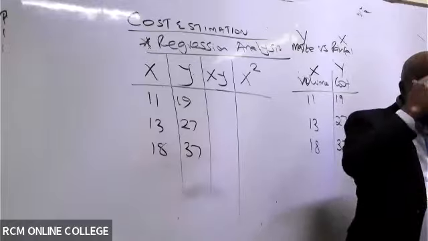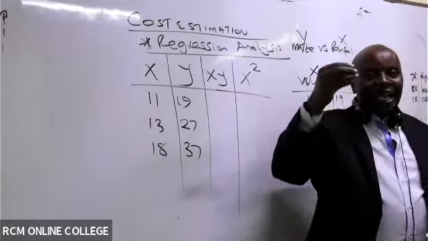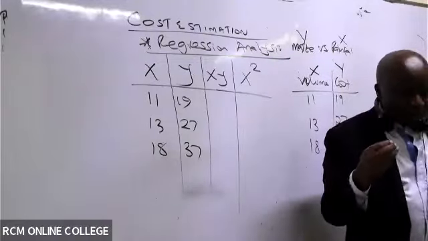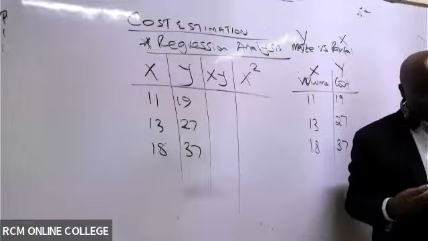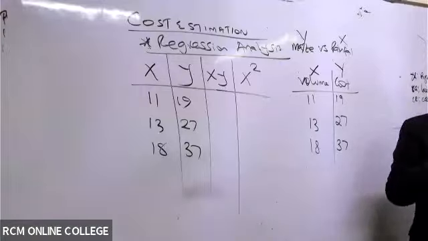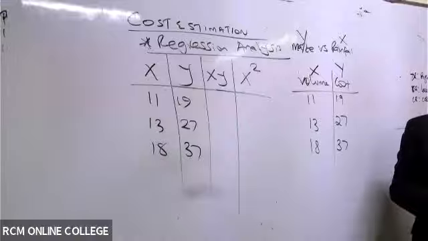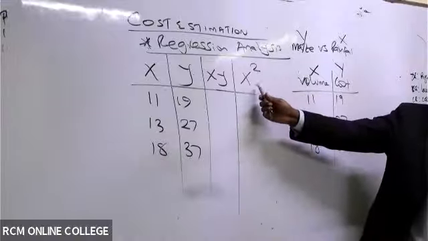There's a student who is asking how far are we? We have just begun and we have just introduced regression analysis, what we call the simple regression equation, where we are supposed to get the value of B and the value of what here? A. Value of B and the value of A. So if it's regression, you must introduce XY and X squared.